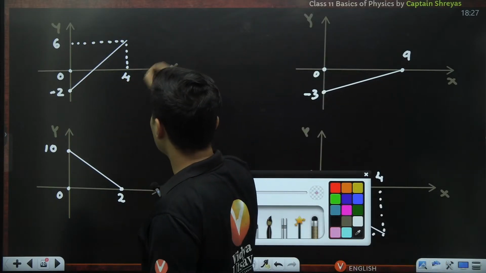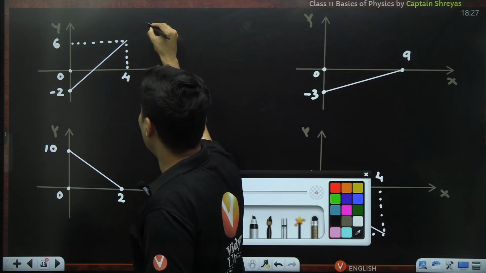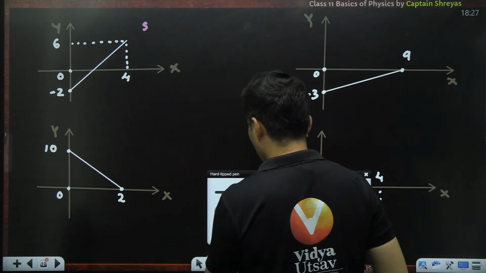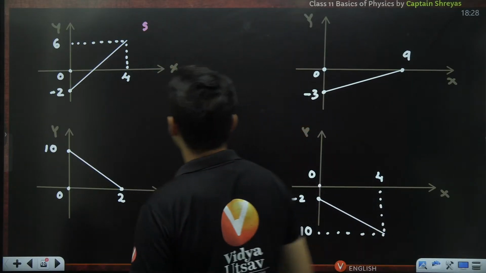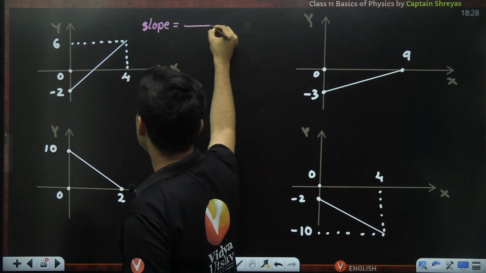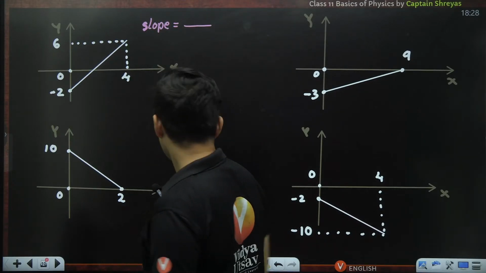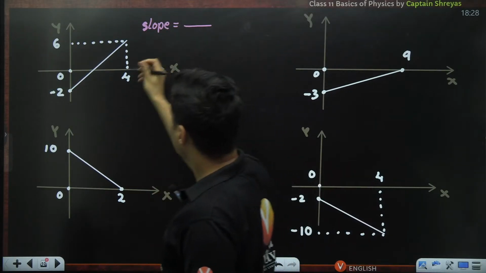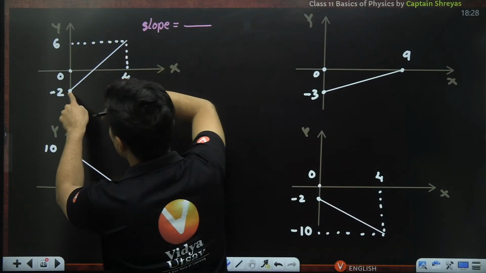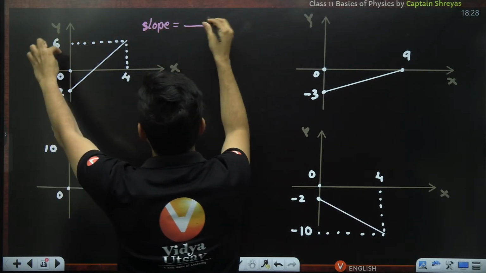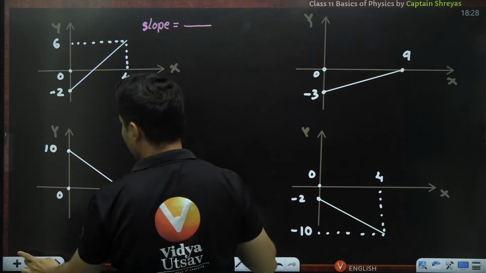Starting off with the first one. Here, the value of slope, how much will it be? Let me just reduce the pen thickness. What is the value of our slope? Change in y upon change in x. What is the change in y upon the change in x? Here, if you see, from this point to this point, the y has changed this much. So the change will always be final minus initial, by the way.